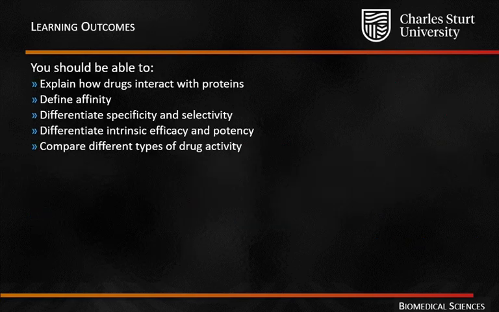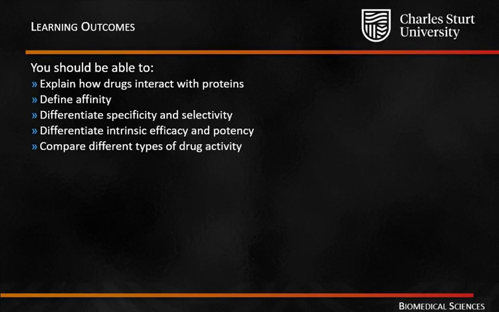Okay, so we're back to the learning outcomes. You should be able to explain how drugs interact with proteins, so the steric and the ionic interactions, the conformational change, those are things that you should be able to describe or explain. You should be able to look at the term affinity and explain what that actually means with respect to drug and receptor binding. You should be able to differentiate the terms specificity and selectivity, one being more concentration dependent.